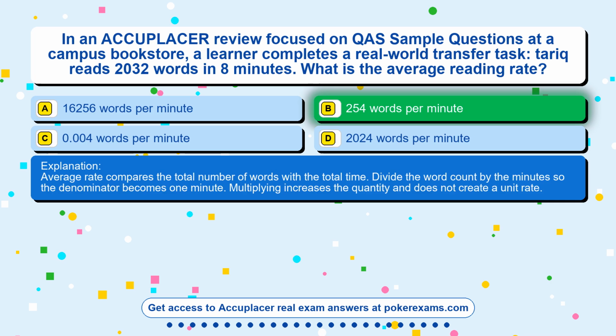Average rate compares the total number of words with the total time. Divide the word count by the minutes so the denominator becomes 1 minute. Multiplying increases the quantity and does not create a unit rate.